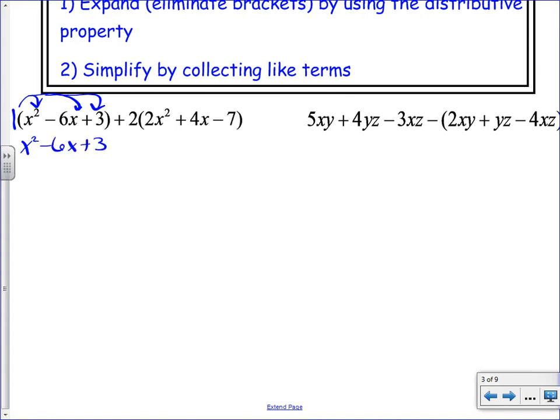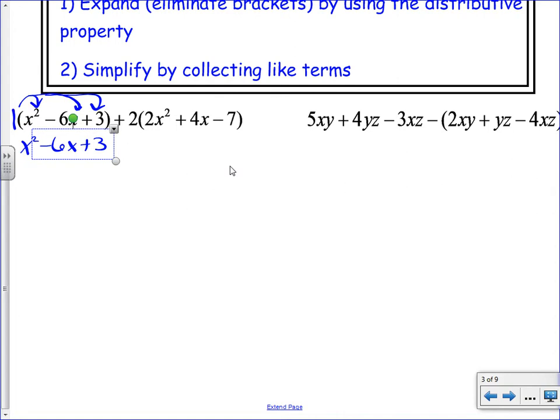Because when you do 1, Jenny, you want to go put that on my desk for me? Put it on my desk, please. So I have 1 times x squared. 1 times negative 6 gives me negative 6x. 1 times positive 3 gives me positive 3.